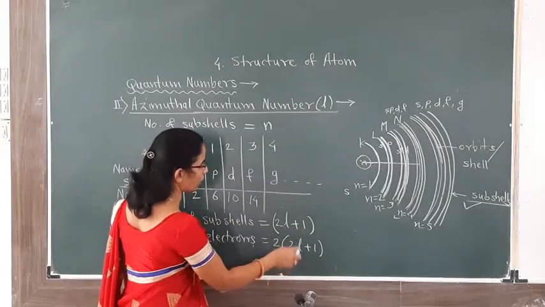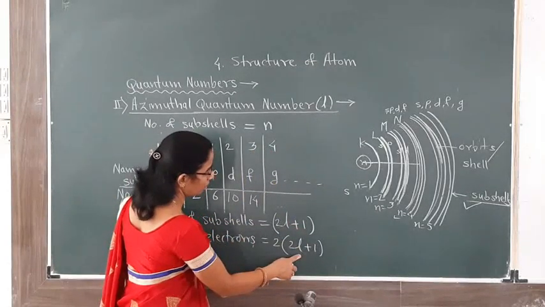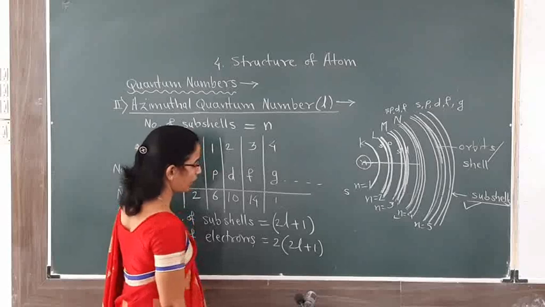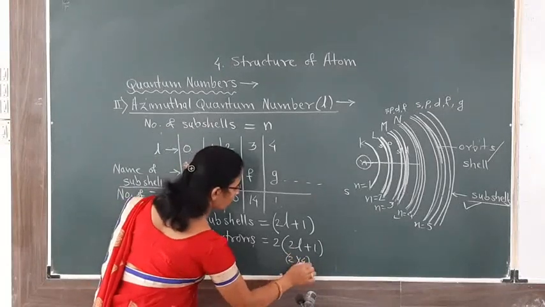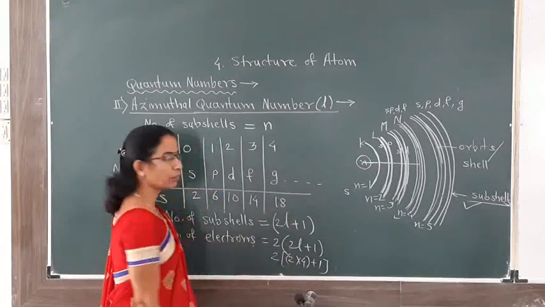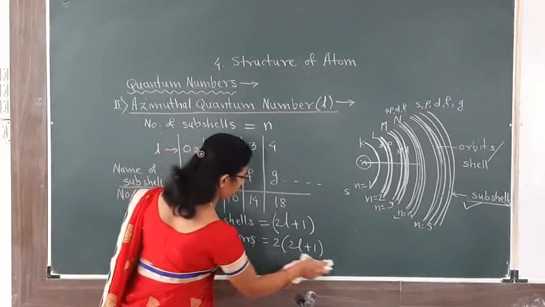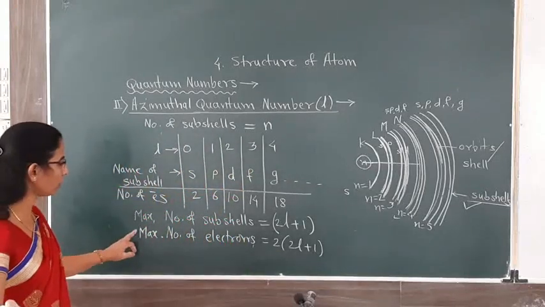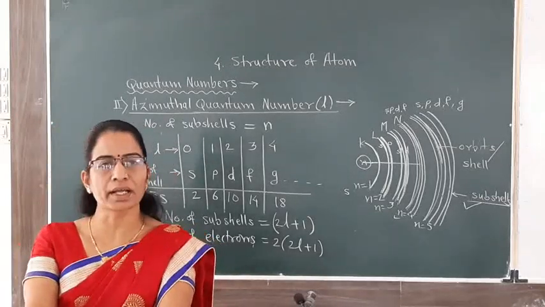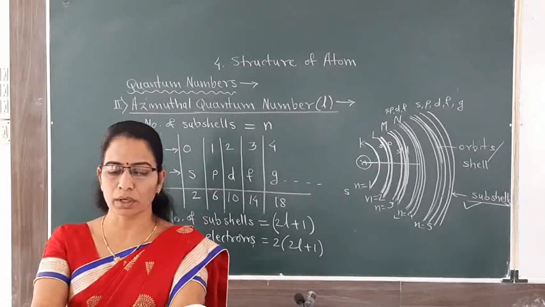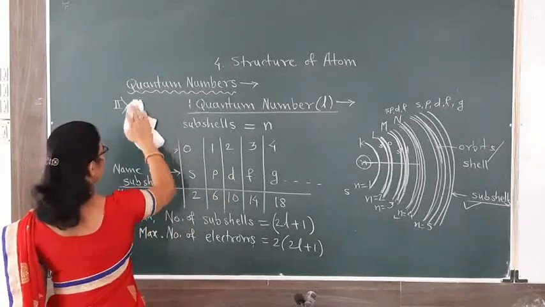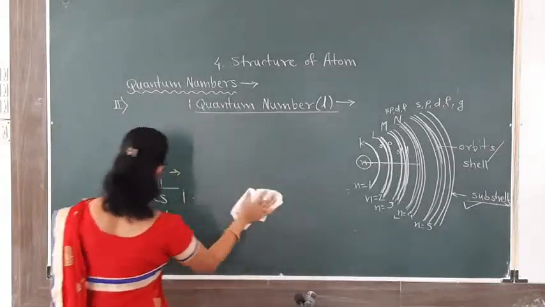Similarly, if l is equal to 4, that is g subshell, how many electrons? Let's see, 2 into 4 plus 1, multiplied by 2. That is 18 electrons will be present in the g subshell. So with the help of this formula, you can easily find the maximum number of electrons present in a given subshell. So remember well these formulas. Now we will see the third quantum number, that is the magnetic quantum number.